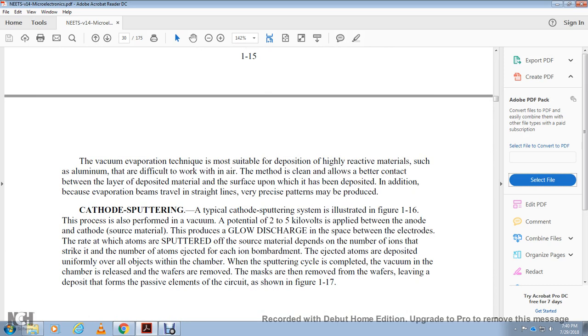It is difficult to work in the air, so the method of cleaning is used to get better contact between the layer and the surface on which the material has been deposited. Because evaporated material travels in a straight line, very precise patterns may be produced.